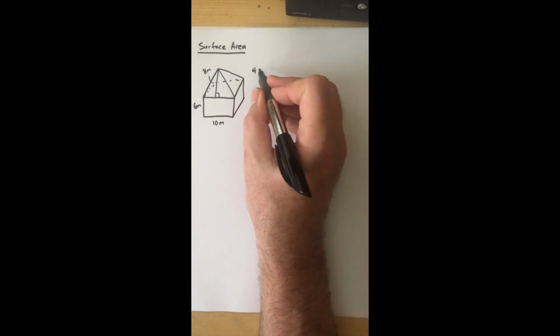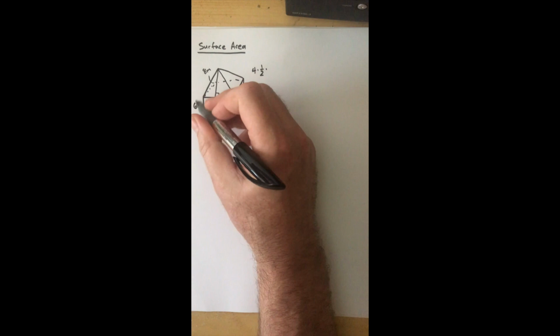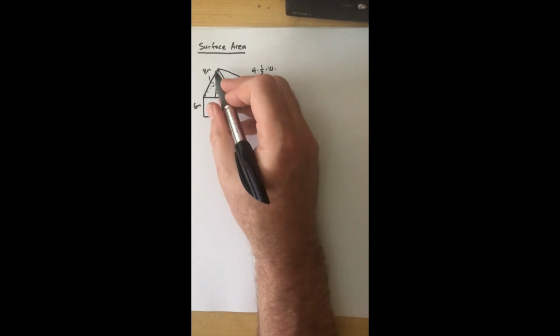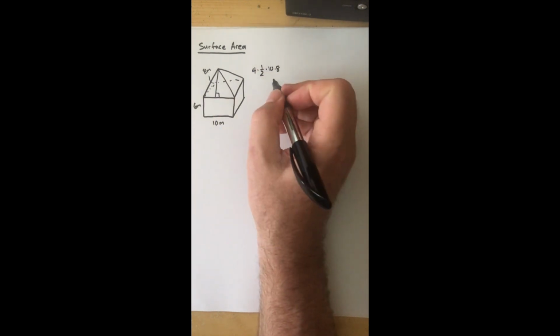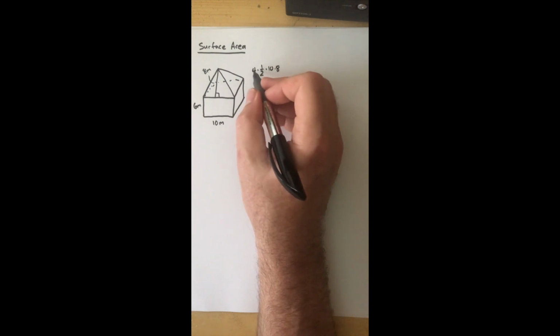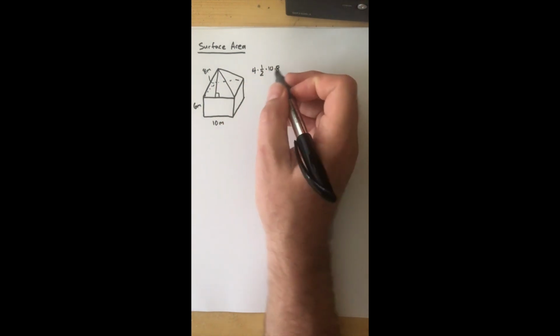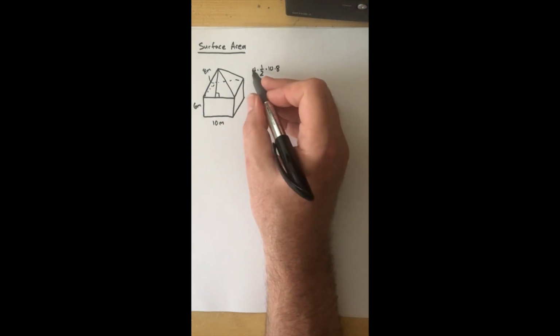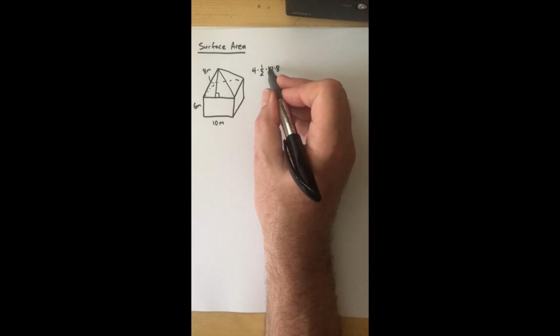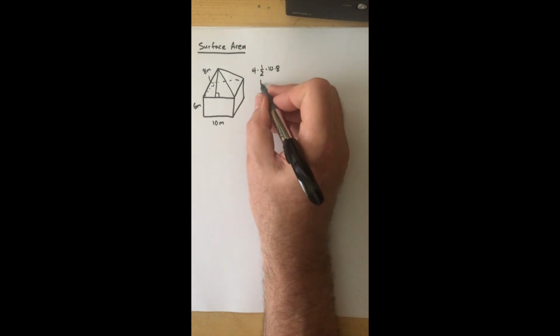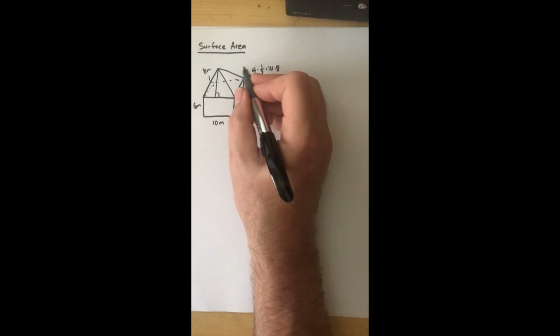So I've got 4 triangles. Now a triangle formula is 1/2 its base, which is 10, times its height, which is 8. Of course I could have just done 4 identical triangles make 2 rectangles, because 4 times 1/2 is 2. I've got 2 times 10 is 20, and 20 times 8 is 160. Those are my 4 triangles.